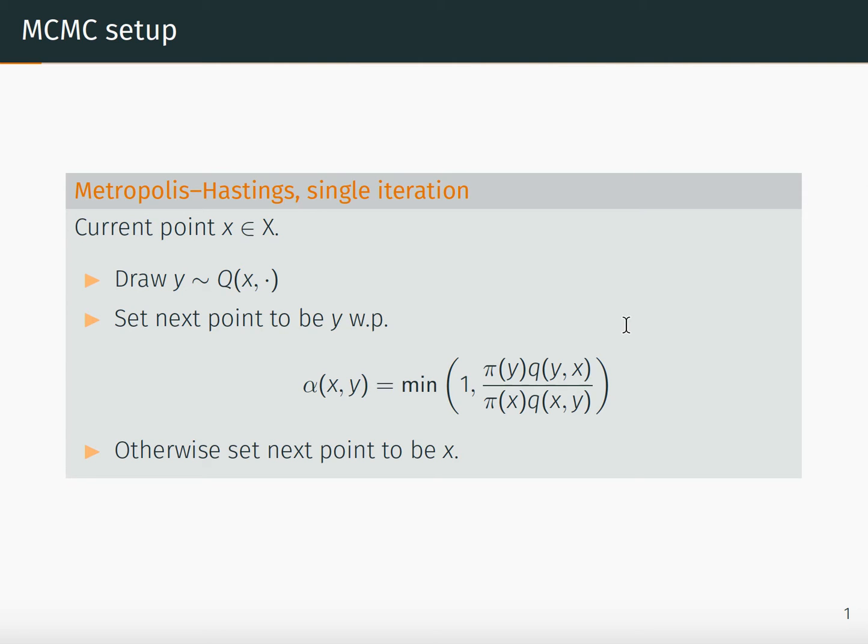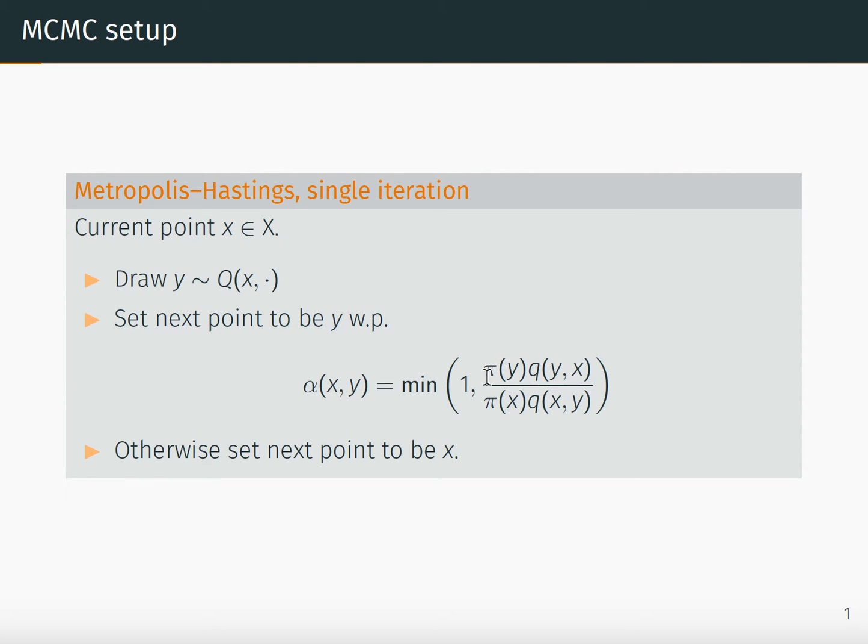So just to set notation, we've got a current point x. A proposal for the next point in the chain is going to be y, and that's going to be drawn from some candidate kernel q. And then we're going to construct a Markov chain by starting at a particular point and repeating this procedure in such a way that I either pick y to be the next point in the chain, which happens with probability alpha, or I will fix the next point to be the same as the current point x.